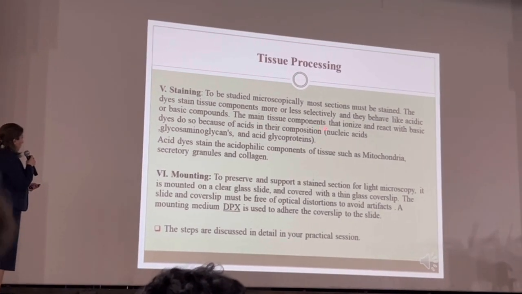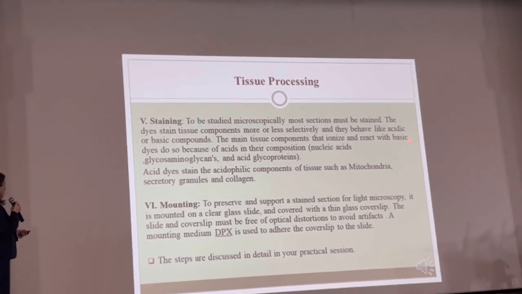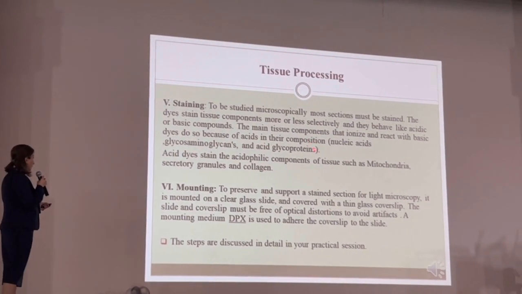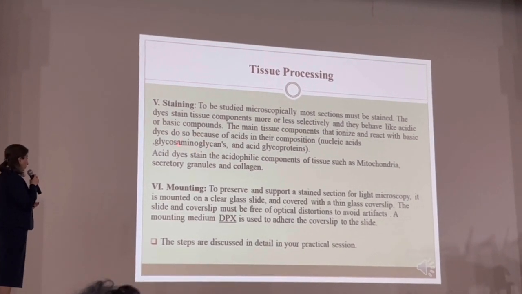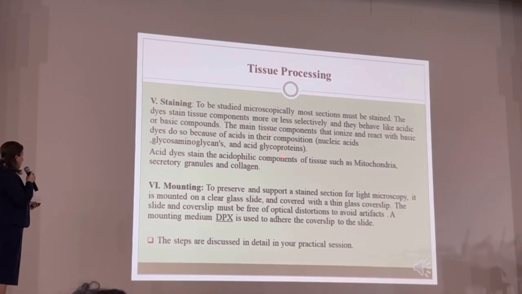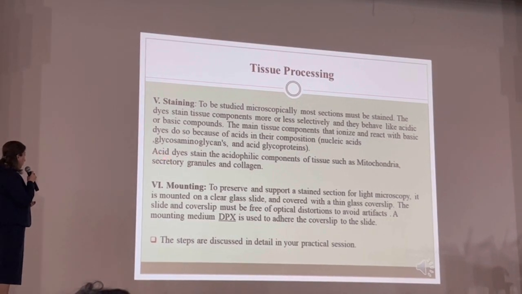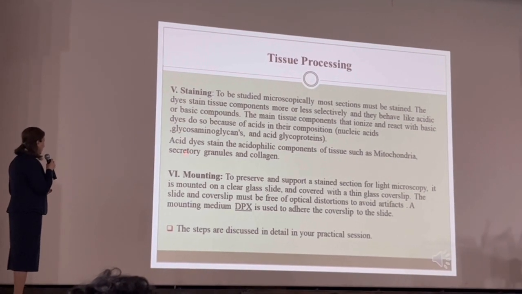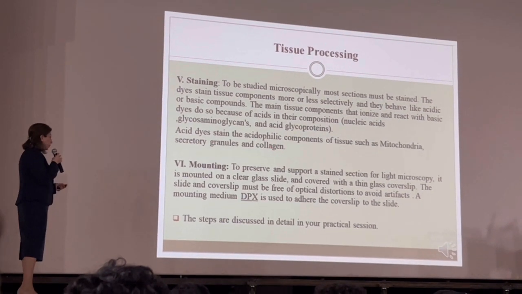The main tissue components that ionize and react with basic dyes do so because of acids in their composition, like the nucleic acids, glycosaminoglycans, which are part of the extracellular material, and the acid glycoproteins, while the acidic dyes stain the acidophilic components of the tissue, such as mitochondria, secretory granules, and collagen.